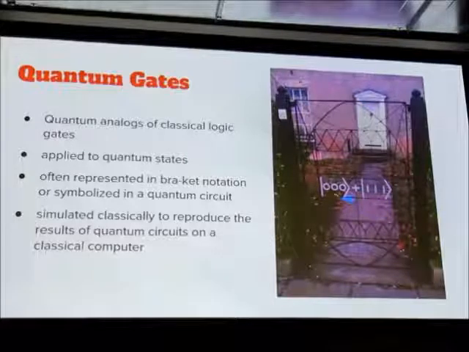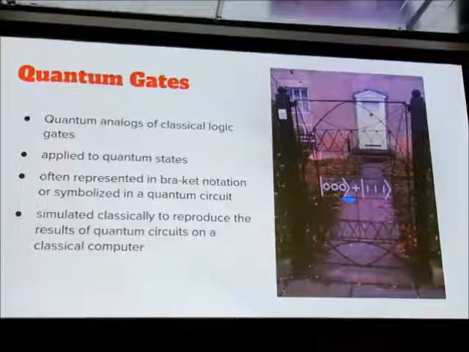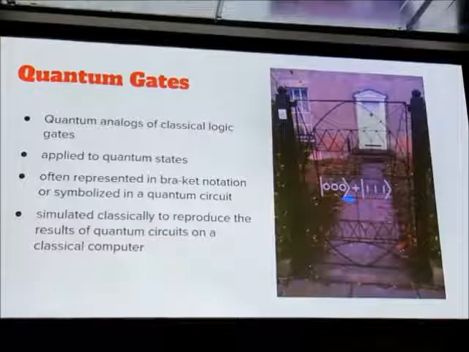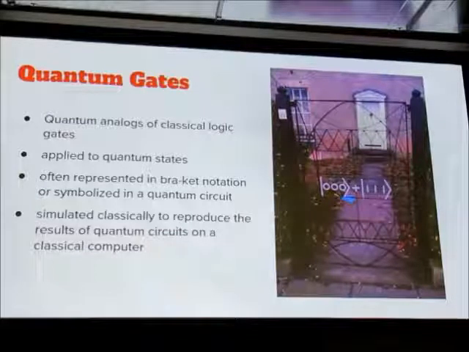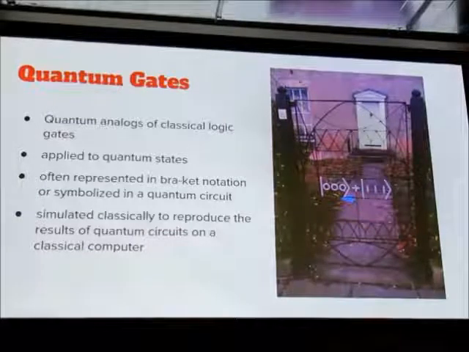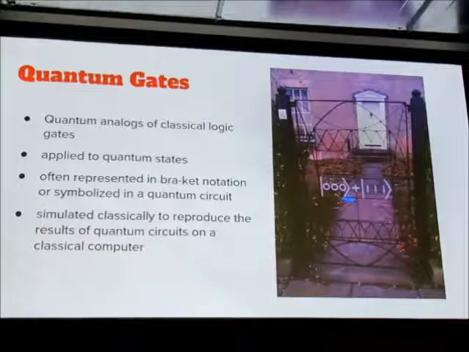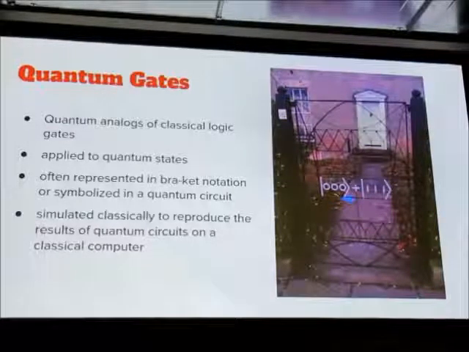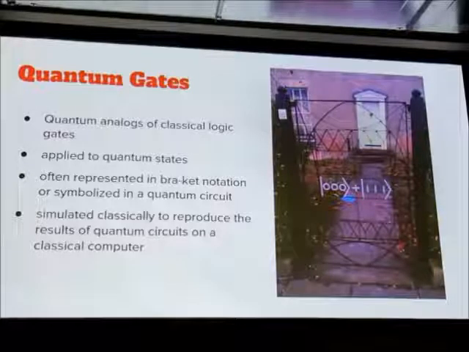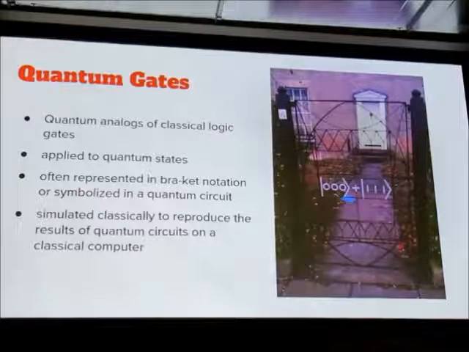Quantum gates are often represented in different ways. That notation is pronounced bracket. It's supposed to look like brackets because it's just brackets. It could be symbolized in quantum circuit notation or in vector matrix notation as well. And these gates are simulated classically, like I said before, to make sure that you know what your algorithm and your circuit is going to do before.